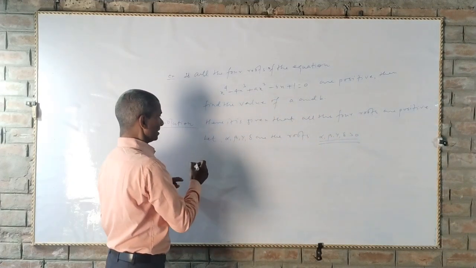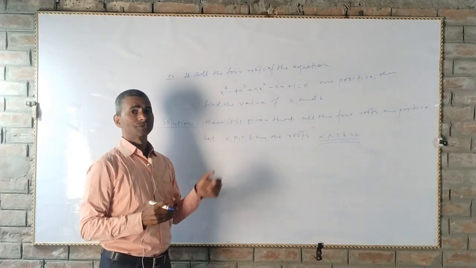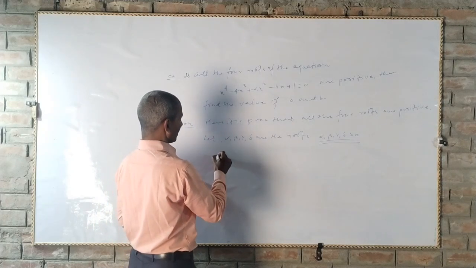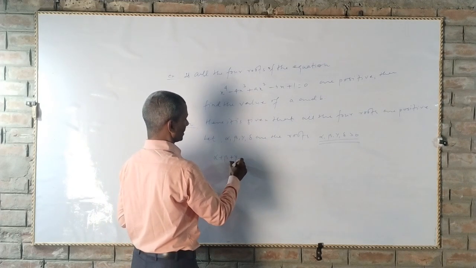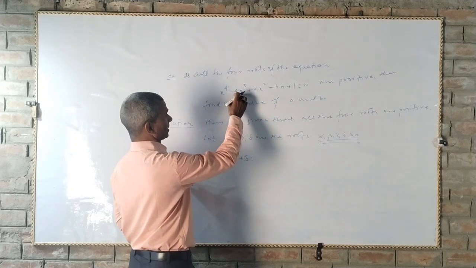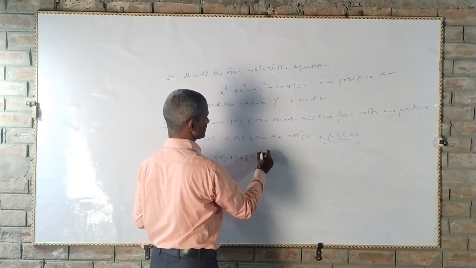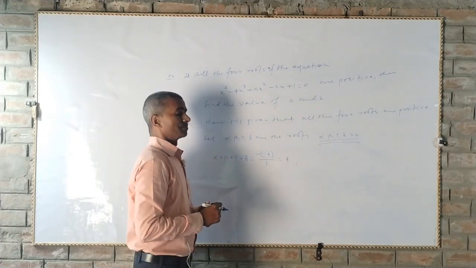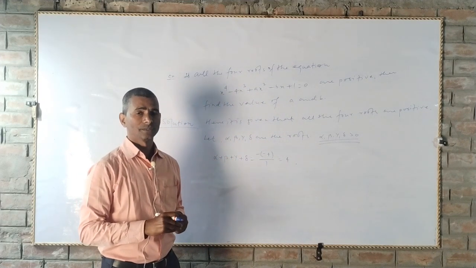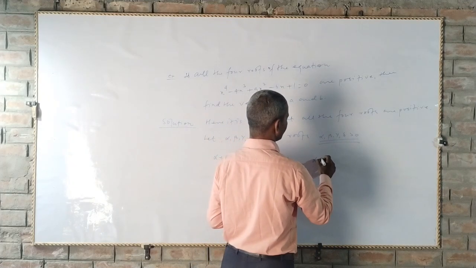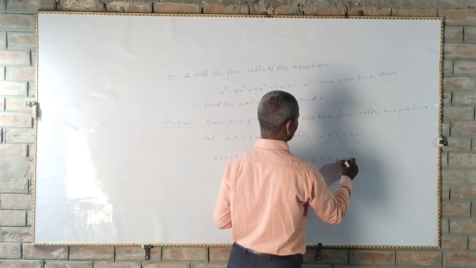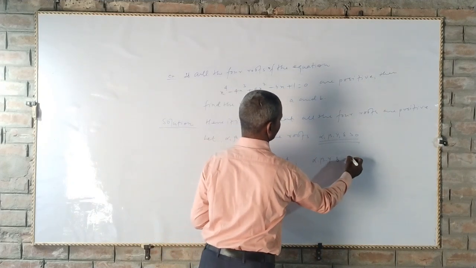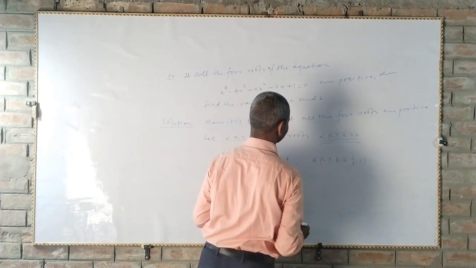Now applying Vieta's rule, we can write here alpha plus beta plus gamma plus delta is equal to minus b upon a, that is minus of minus 4 by 1, that is 4. And the product of all the roots, alpha into beta into gamma into delta, is equal to minus plus minus plus, that is 1 by 1. So 1 upon 1, that is 1.